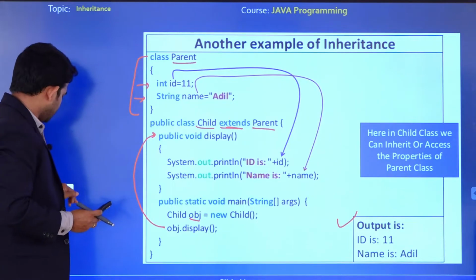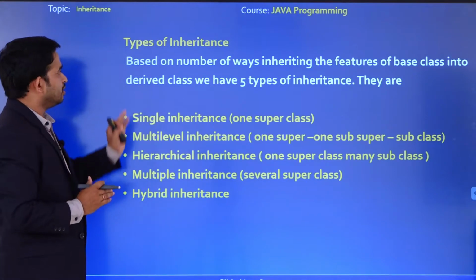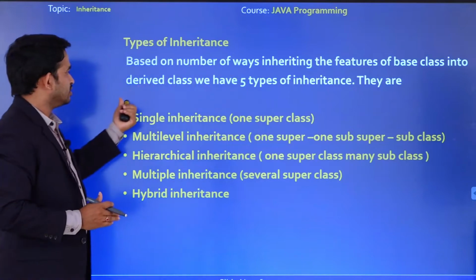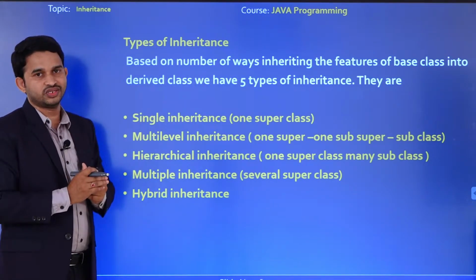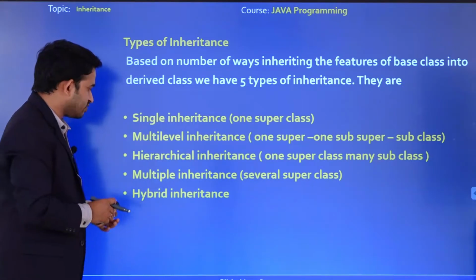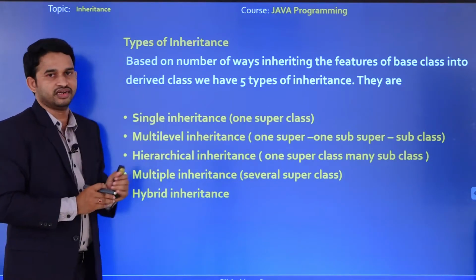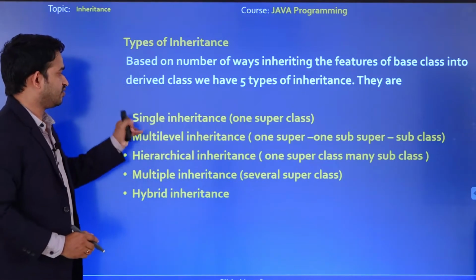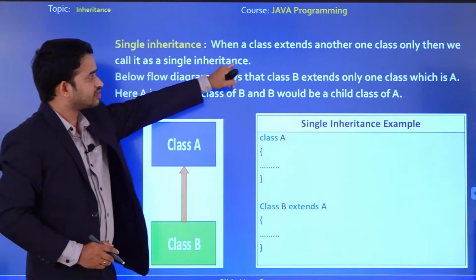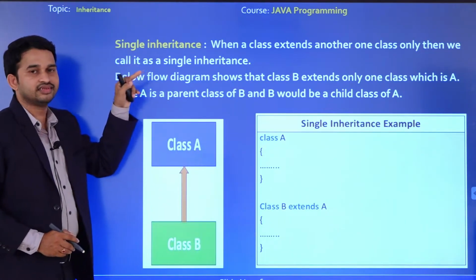Clear, right? Next we go for the different types of inheritance we have. Based on the number of ways of inheriting the features of the base class into the derived class, we have five types of inheritance. Those are single inheritance, multi-level inheritance, hierarchical inheritance, multiple inheritance, and the last one is hybrid inheritance. Let's see them one by one. The first one is single inheritance. What is the meaning of single inheritance? When a class extends only one other class, we call it single inheritance.